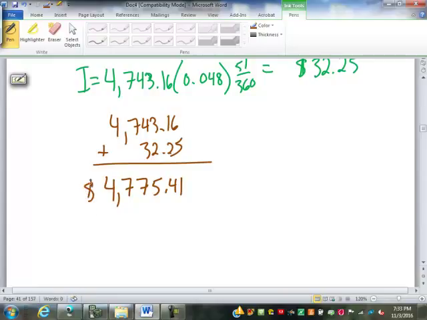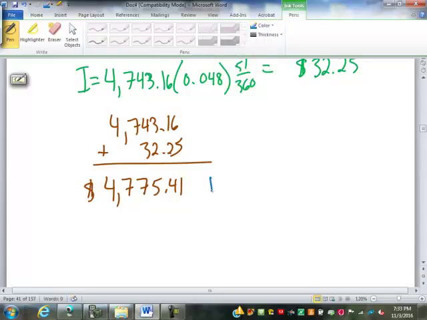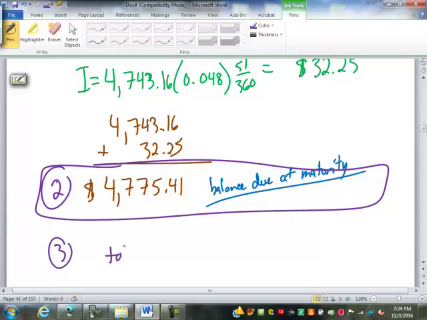It's $4,775.41. That is our balance due at maturity. That was our answer to question number 2. For question number 3, total interest is just $75.41.